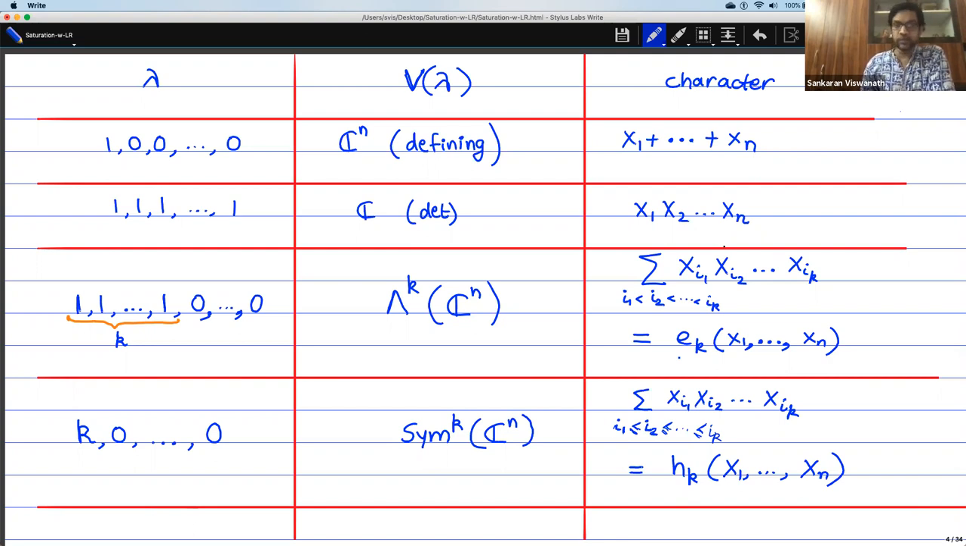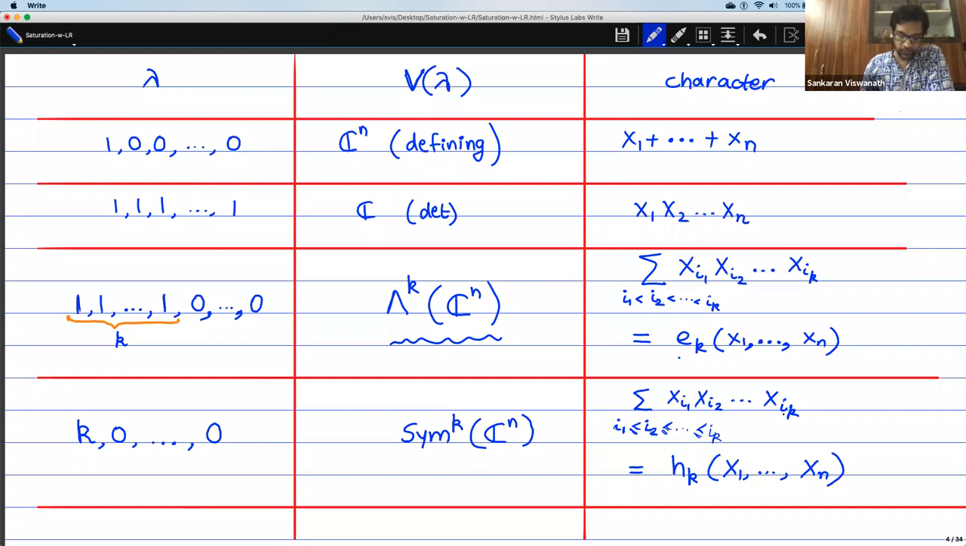And here are two other cases. If I take the representation with the partition lambda, the highest weight, looking like this with k ones and the rest zeros, then that corresponds to the kth wedge of the standard representation. If you look at a typical diagonal matrix and ask how it acts on the kth wedge, then the eigenvalues will just be products of diagonal elements taken k at a time and summed over all such k-tuples. And that's usually what we call the elementary symmetric polynomial, e_k.